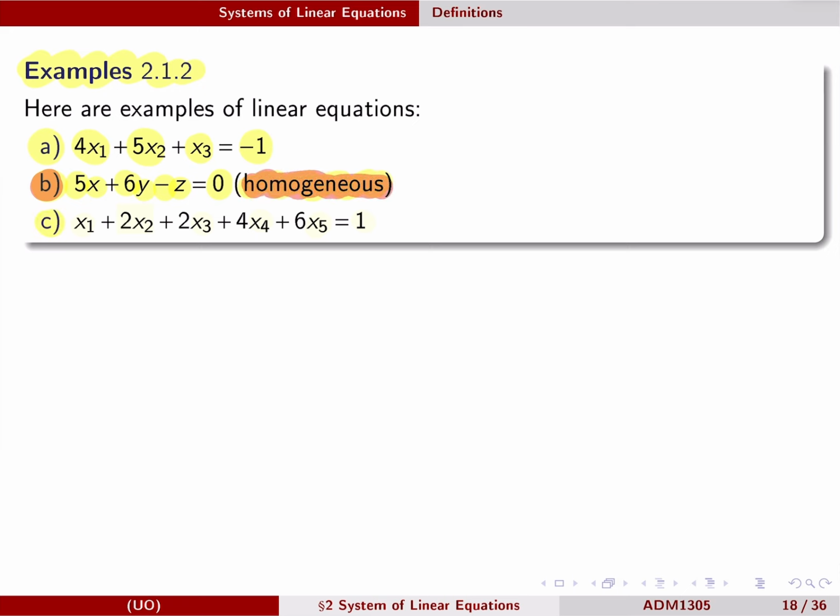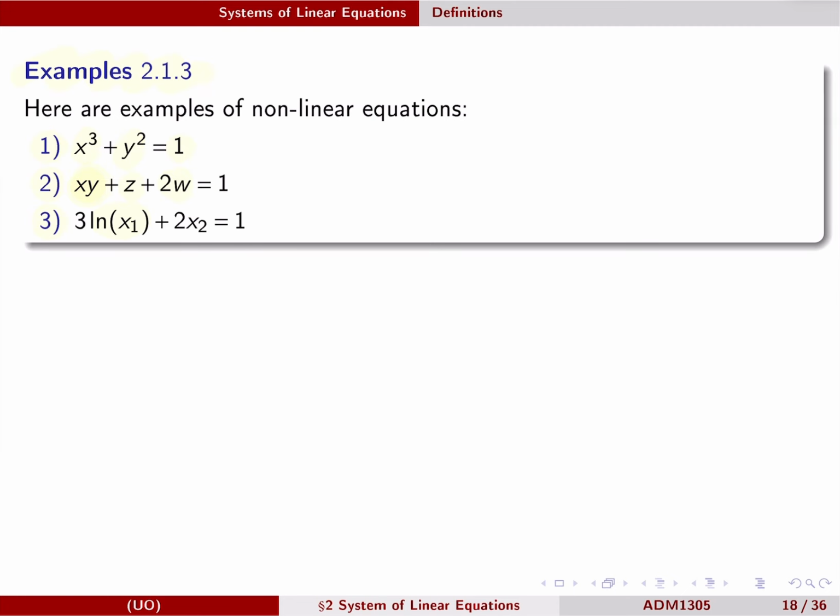And then for the last example, we have x1 plus 2x2 plus 2x3 plus 4x4 plus 6x5 is equal to 1. So here we have five variables, x1, x2, x3, x4, x5. The coefficients are 1, 2, 2, 4, 6 respectively, and the constant term is 1.